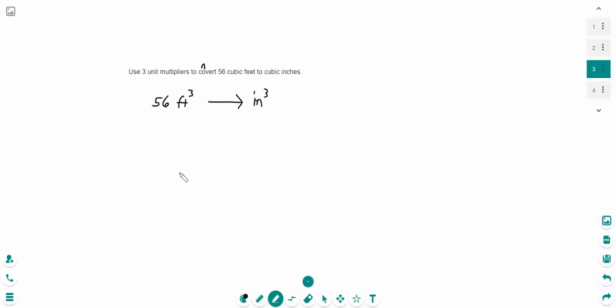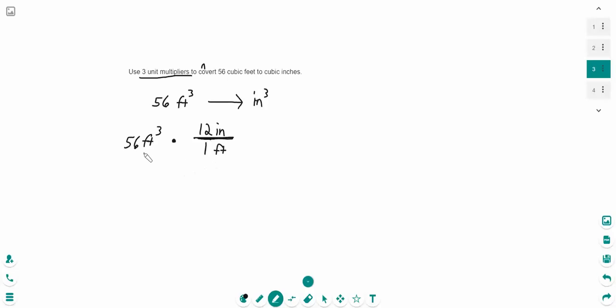All right, so how would we go about doing this? They kind of give us a hint and tell us we need to use 3 unit multipliers. So what would be the unit multiplier if we're trying to go from feet to inches? Well, we know that we want to get rid of the feet, and the feet is in the numerator. So we're going to use the unit multiplier that has the feet in the denominator. And we're trying to get to inches, so we can definitely put inches up in the numerator. And now we can fill in the coefficients here. There are 12 inches in 1 foot. So that's going to be the unit multiplier that we're going to be using. So we're going to take this 56 feet cubed, and we're going to be multiplying that by this unit multiplier.